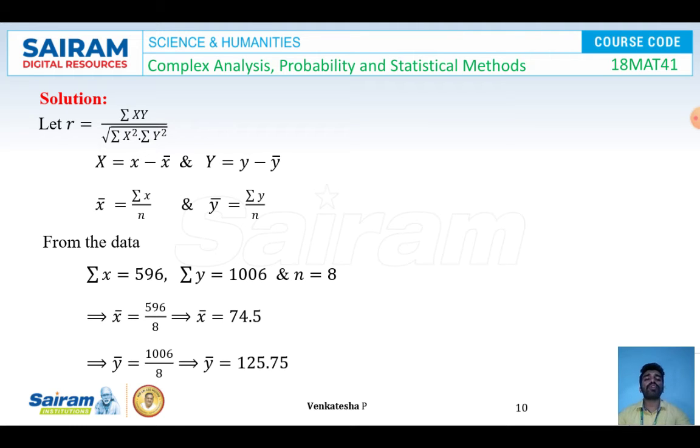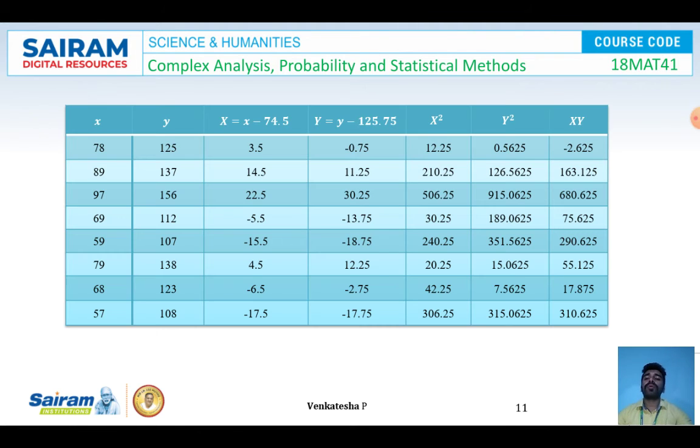So now our job is to make a tabular column. So the tabular column must have small x, small y. Capital X is equal to x minus 74.5 and capital Y is given by y minus 125.75. Capital X square, capital Y square, capital XY. So x is given by 78, 89, 97, 69, 59, 79, 68, 57. Small y is given by 125, 137, 156, 112, 107, 138, 123, 108.